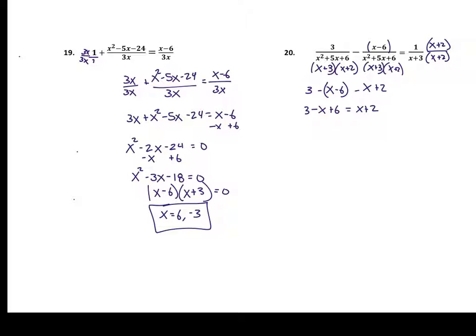Combine our terms. That gives us 9 minus x equals x plus 2. We're going to add x. We're going to subtract 2. 7 equals 2x, and if we divide by 2, x equals 7/2.